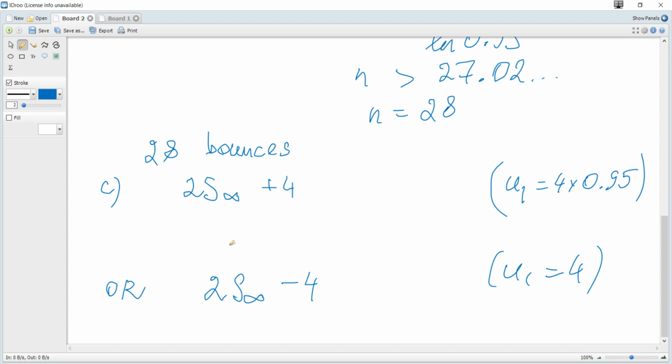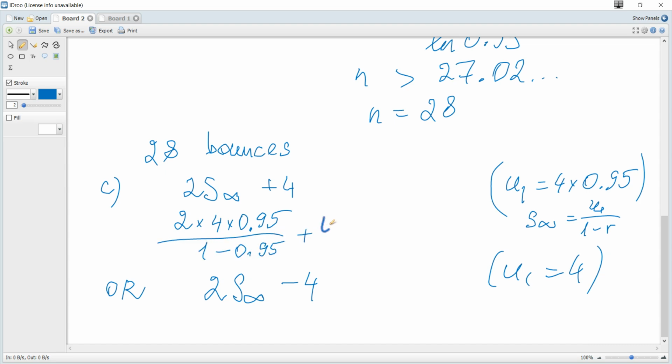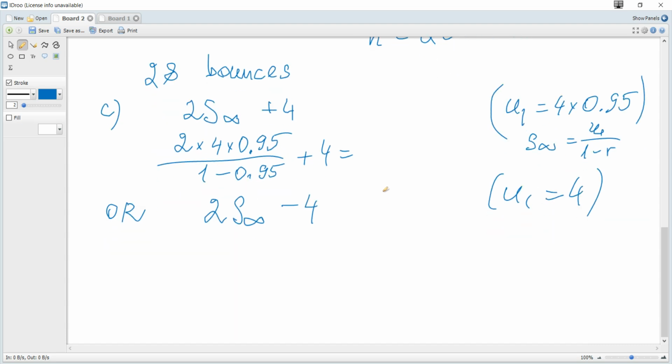And the formula for the sum to infinity is u1 over 1 minus common ratio, which is 0.95, so it becomes 2 times 4 times 0.95 over 1 minus 0.95 plus 4, or 2 times 4 over 1 minus 0.95 minus 4.